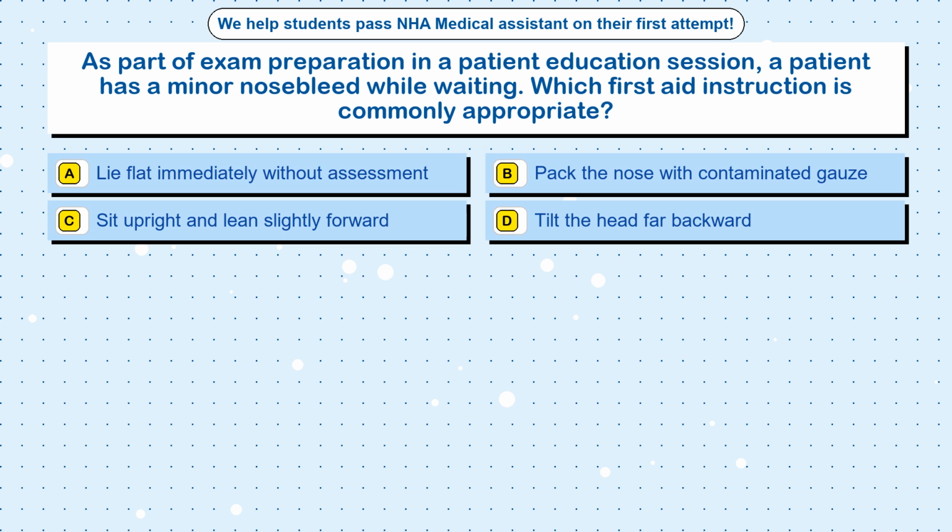Question 68. As part of exam preparation in a patient education session, a patient has a minor nosebleed while waiting. Which first aid instruction is commonly appropriate?